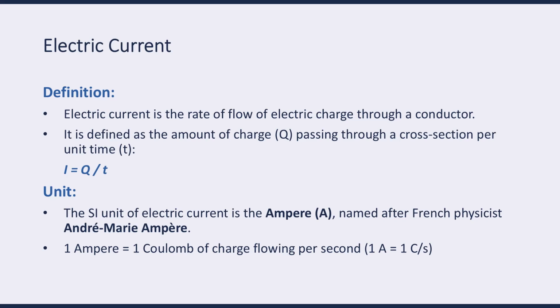The SI unit of electric current is the ampere, symbol A. 1 ampere means 1 coulomb of charge passing a given point every second. The ampere is named after the French physicist and mathematician André-Marie Ampère. He laid the mathematical foundations of electromagnetism.